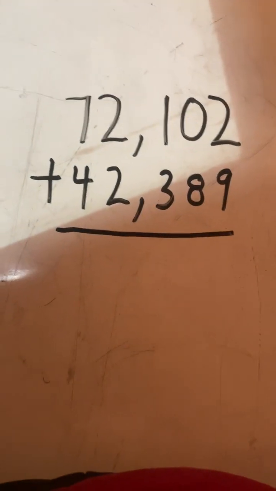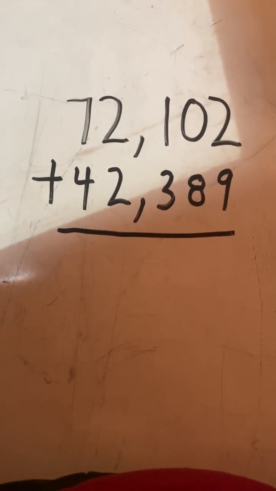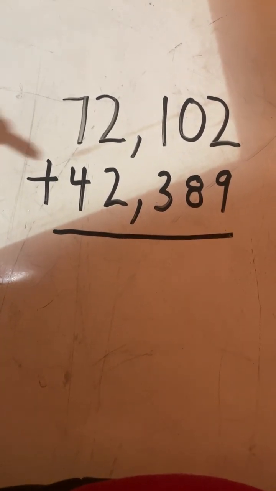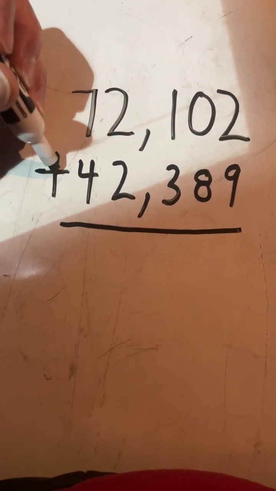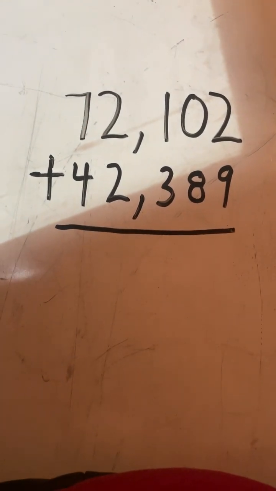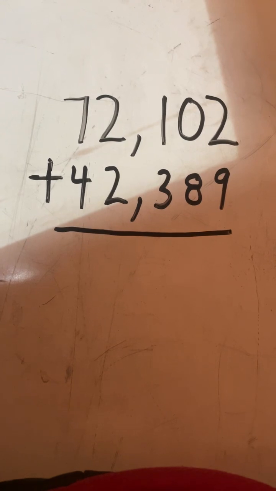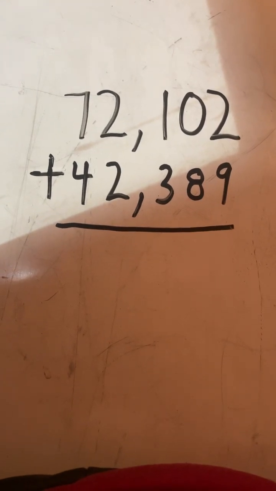All right, 72,102 plus 42,389. So we always start in the ones place. We always start with the digits all the way to the right.